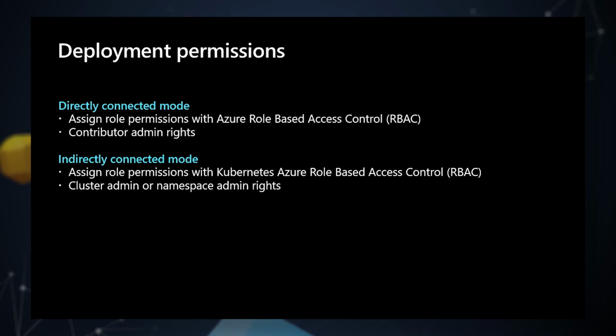Now, in indirectly connected mode, we align Kubernetes role-based access control features to deploy your Arc-enabled SQL managed instance. The Kubernetes authorization is handled by cluster roles, cluster role bindings, and role bindings, if you're familiar with those Kubernetes concepts. In this case, the authentication requests that you make, whether you use Azure Data Studio or AZ-CLI, or you're using native Kubernetes kubectl commands, go through the Kubernetes API layer.